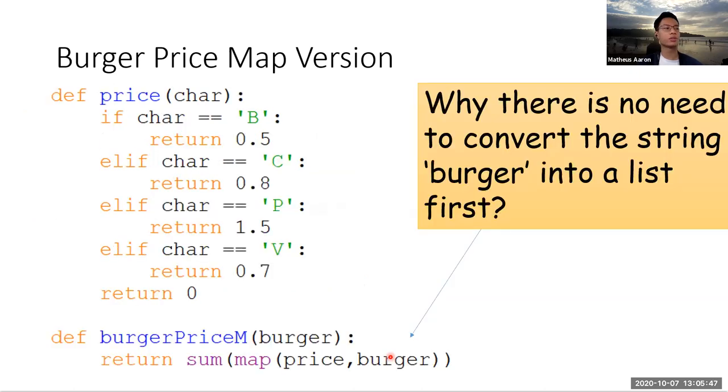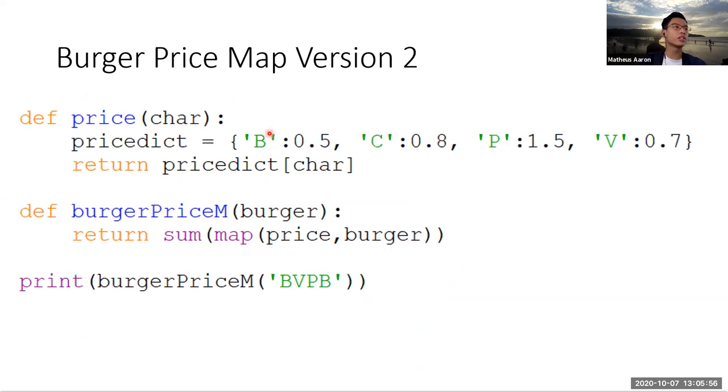We will need two defs, right? In this case, do you need two defs? We'll show you later. So this is version 2, where we use a dictionary, much shorter, right? Much more beautiful, where we just return the price dictionary char, and so the burger price M function stays the same. Now, do we need two defs?